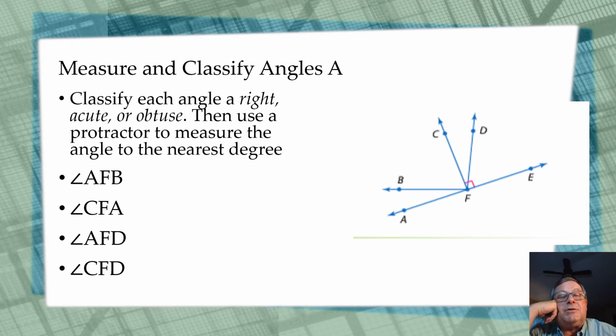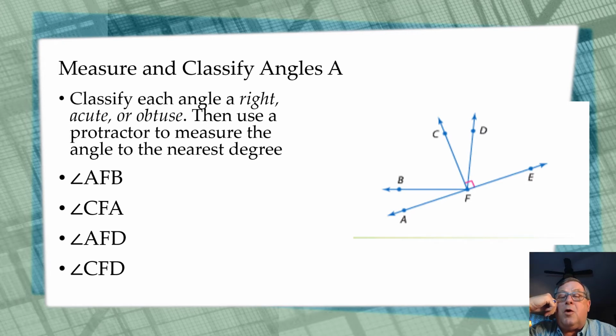Now here we got this exercise. We're asked to classify each angle. We got four of them that we're going to deal with as right, acute, or obtuse. Then it goes on to talk about using a protractor. At least I haven't figured out a way to use a protractor here to use these videos. So I'm going to skip over that for this exercise, but you want to do that.